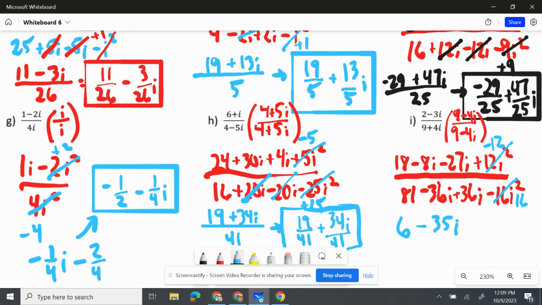35i. The i's cancel in the denominator. 81 plus 16 gives us 97. And so a plus bi form would be 6 over 97 minus 35 over 97.